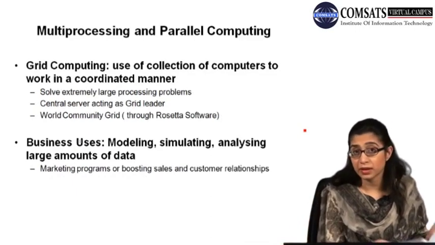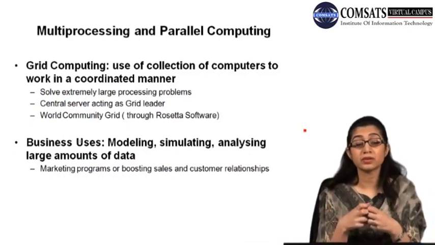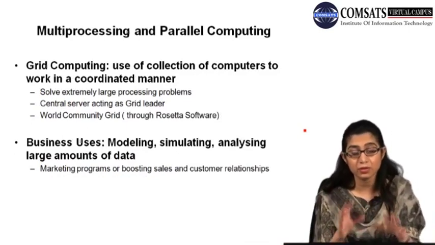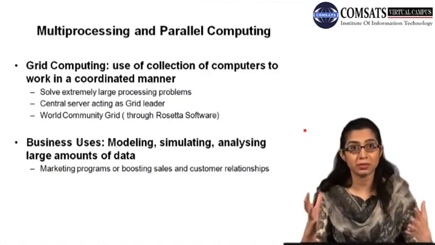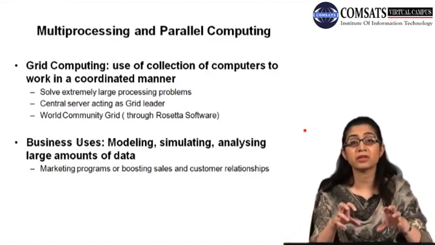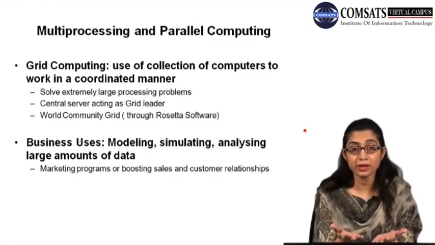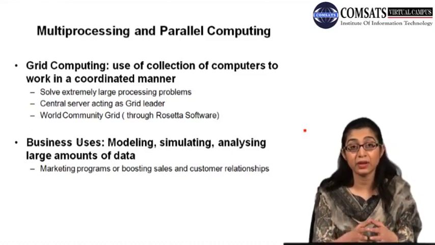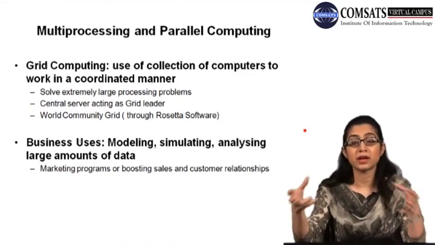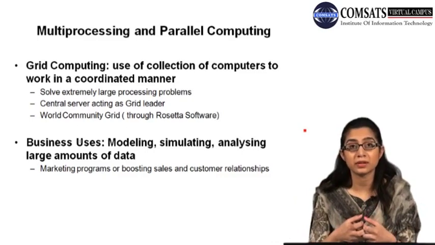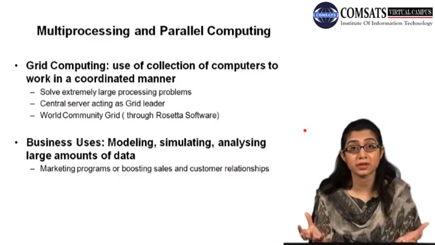Okay, इसमें एक और concept आ गया है grid computing का. Grid computing is the use of a collection of computers to work in a coordinated manner to solve a certain problem. ठीक है. इसमें पिछले वाले example में when we talk about the parallel computing, the processors were in a single computer जो कि कोई task perform कर रहे हैं. ठीक है. Grid computing में you are using the processors of the different computers that are working in a coordinated manner. ठीक है. And what do they do? They solve extremely large processing problems.